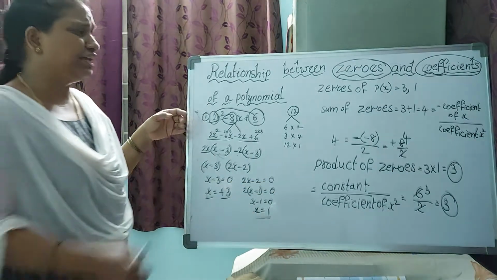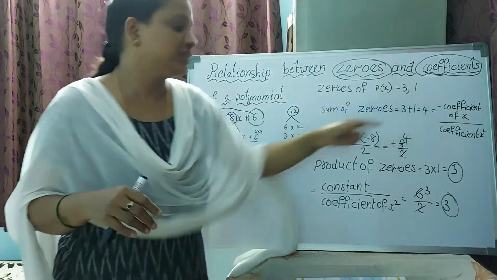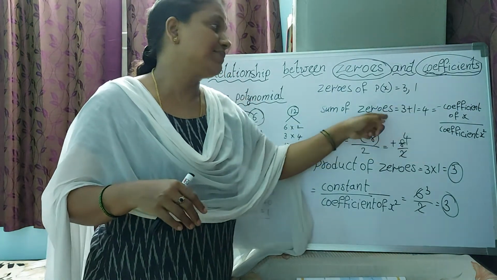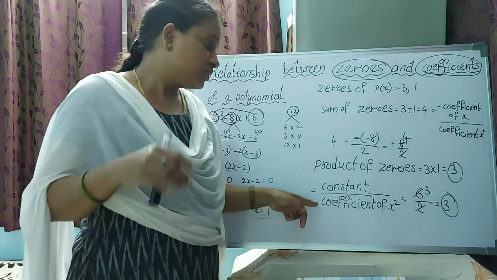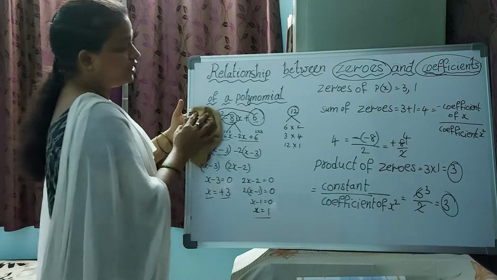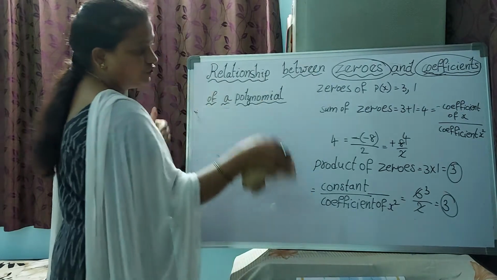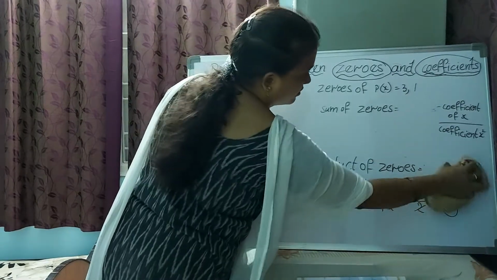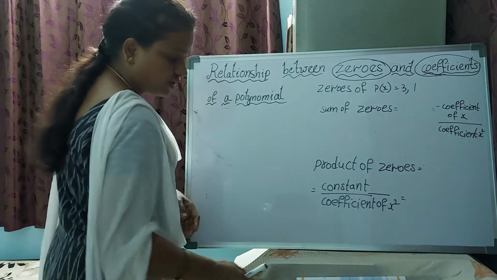In this way, if you take any quadratic polynomial, sum of the zeros is equal to minus coefficient of x by coefficient of x square. In this way, we can find out the sum of the zeros. Product of the zeros is equal to the constant term by coefficient of x square. In this way, we can solve. If you take another quadratic polynomial, I will take another quadratic polynomial and find the zeros, sum of the zeros, like that. The formula is the same, but we will take another quadratic polynomial.